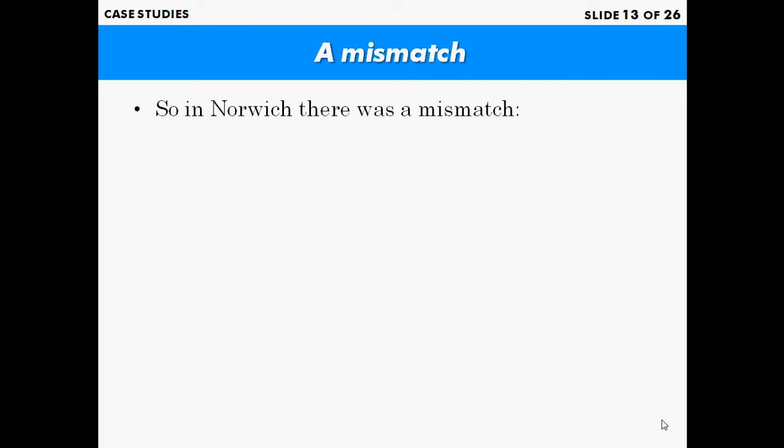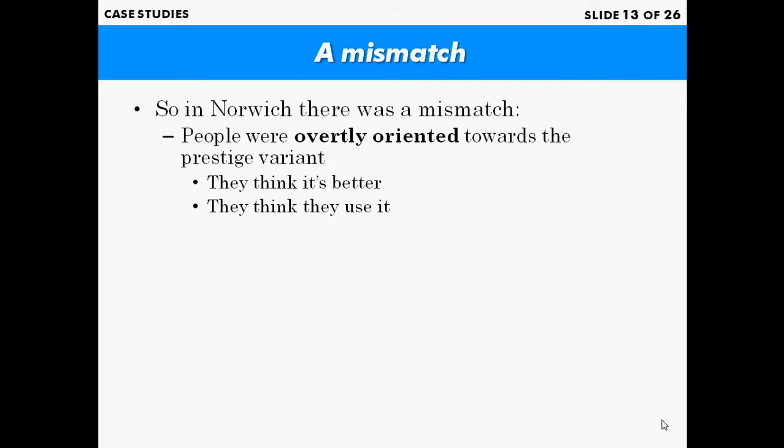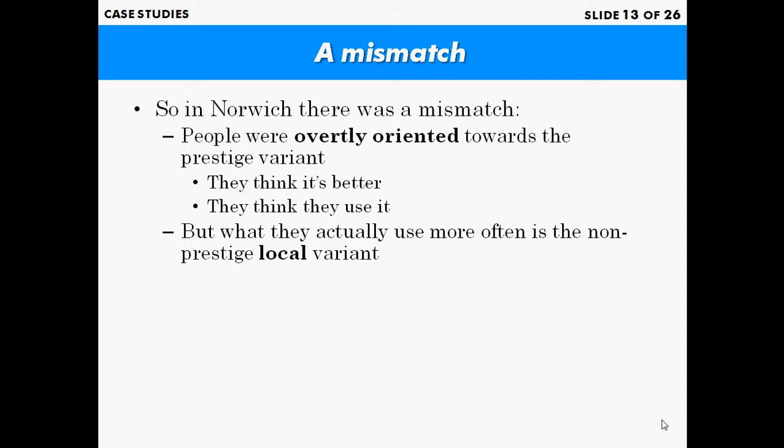So what's interesting here is there's a mismatch, right? People's overt orientation was towards the prestige variant, the variant with the glide. Right? They said they think it's better to say "tyune" rather than "tune", and they actually think that that's what they say. They self-reported as saying "tyune" rather than "tune". So that's their overt orientation. But what they actually use more often is the local variant "tune" without the glide, which is not the prestige variant, but they use it anyway.